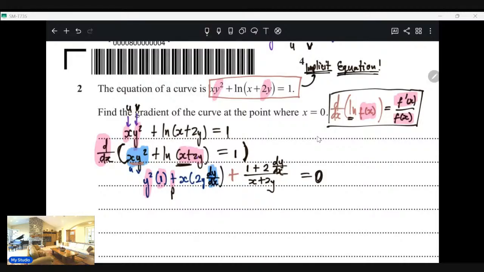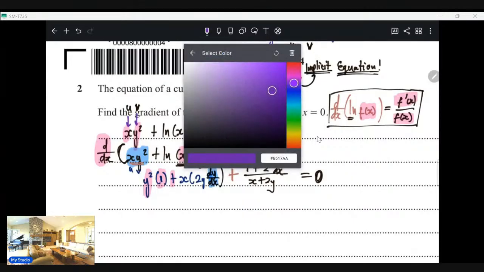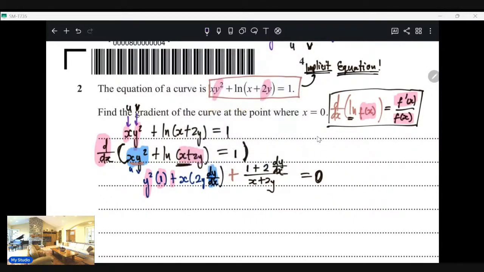Now that's perfect. So all we have to do is to simplify because the answer should come out. It shouldn't be too much hard work. So you'd say y squared times 1, you get y squared, plus here x times 2y, you got 2xy with a dy/dx after. Plus here you got the 1 plus 2 dy/dx all over x plus 2y. This is equal to nada, 0.